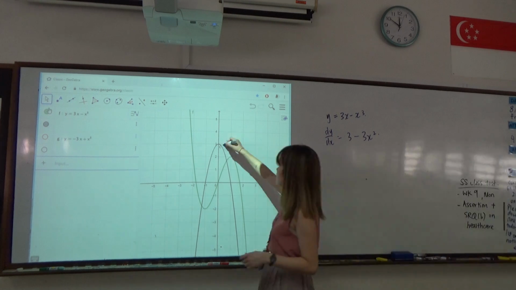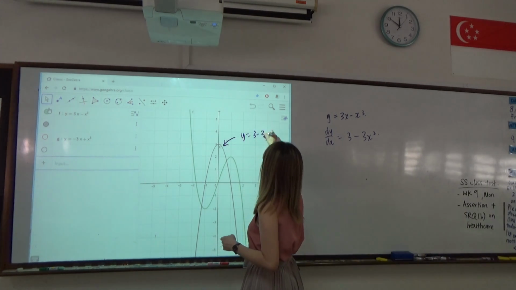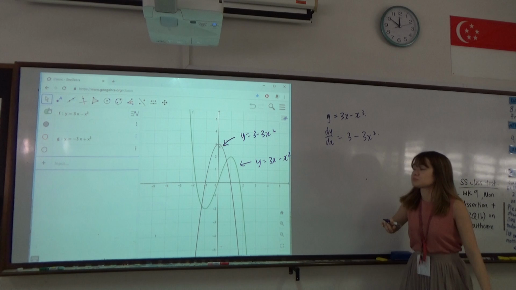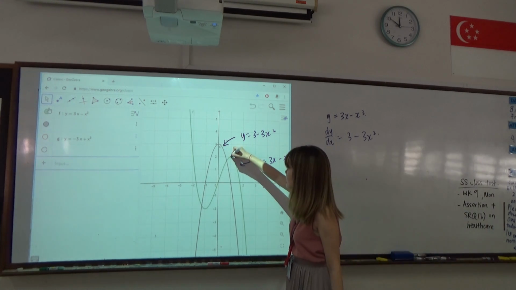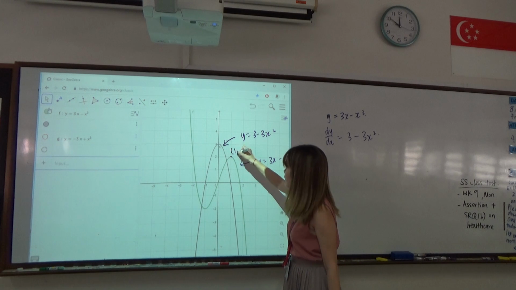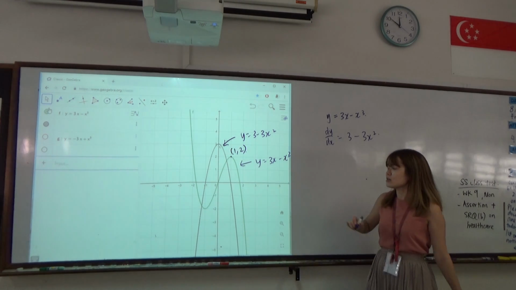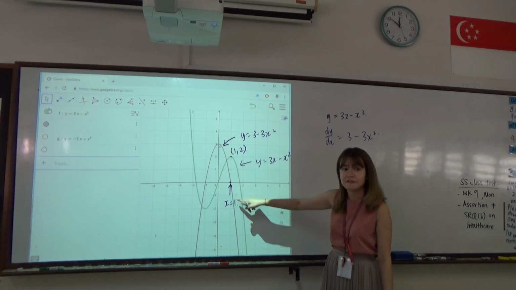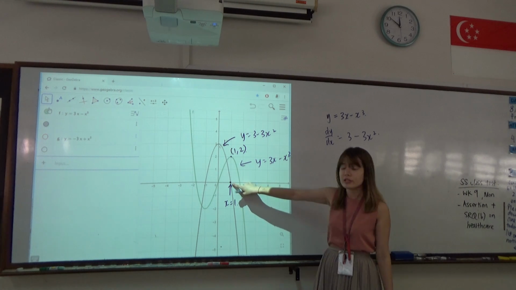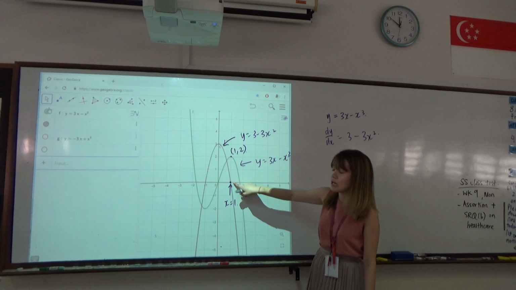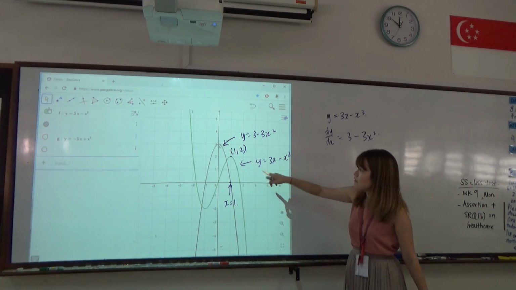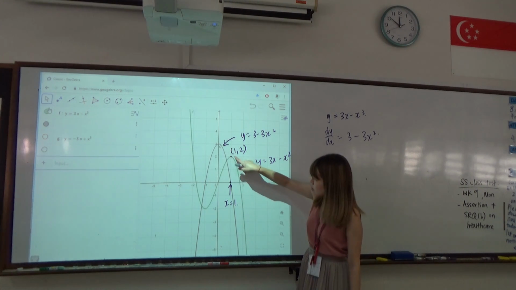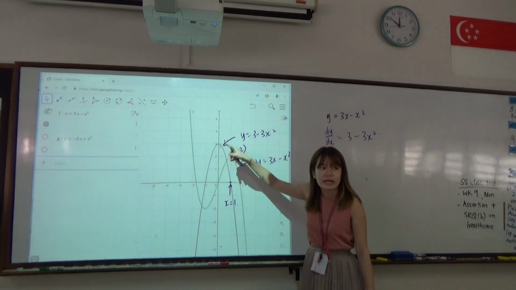This equation here is y equals 3 minus 3x squared, whereas this one over here is 3x minus x cubed. Yesterday what I was saying is that there is a maximum point over here which has the coordinates (1, 2). And at x equals 1, on the first derivative curve, you find that this is where your y value is equal to 0, because we know that for a stationary point, dy/dx will be equal to 0. So the point is translated to over here, where we look at the derivative curve.